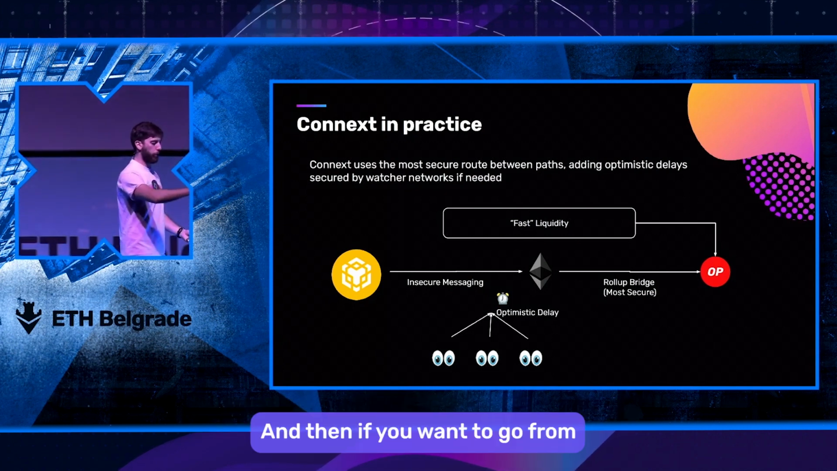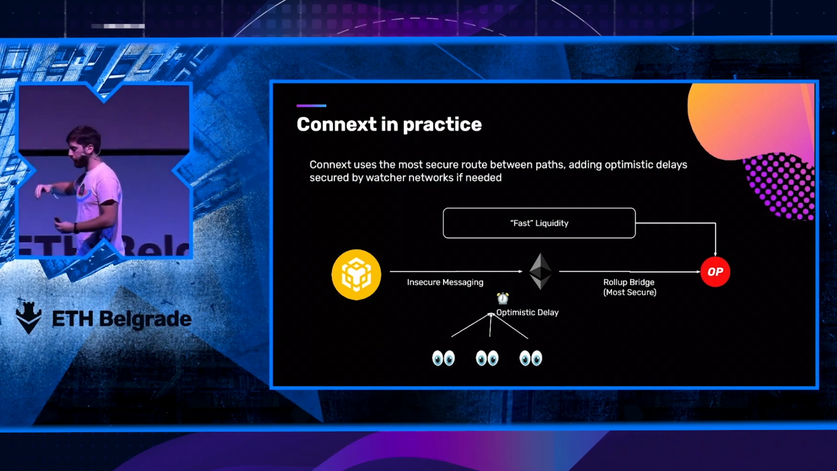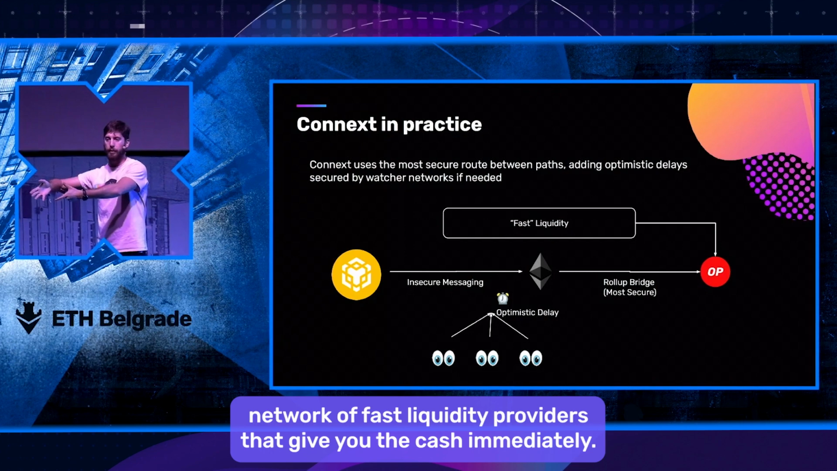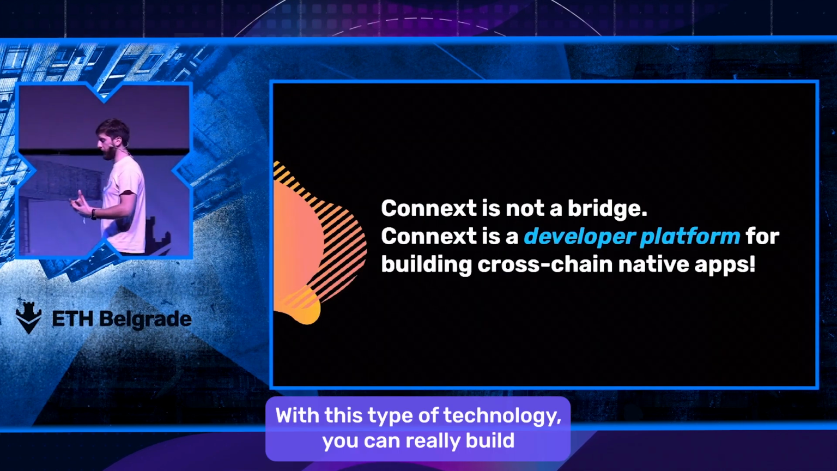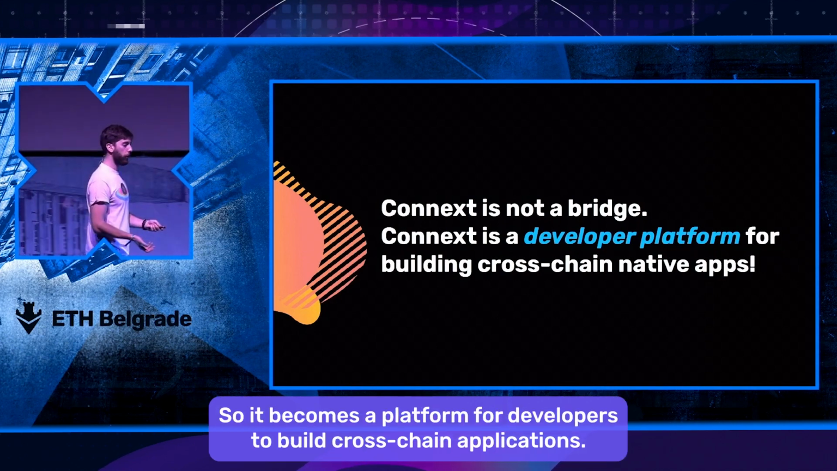And then if you want to go from, ultimately, to Optimism, we plug into the native bridge. And in order to speed up the whole process, we have this network of fast liquidity providers that give you the cash immediately. With this type of technology, you can really build cross-chain applications. So it becomes a platform for developers to build cross-chain applications.